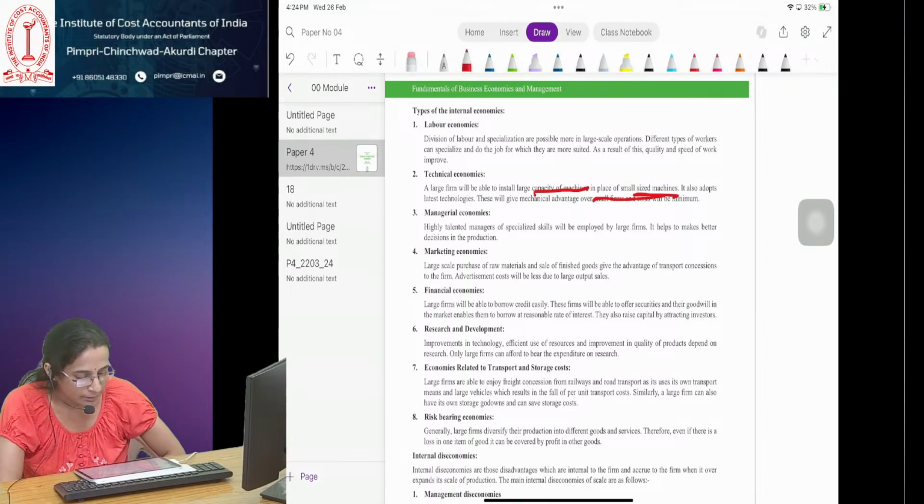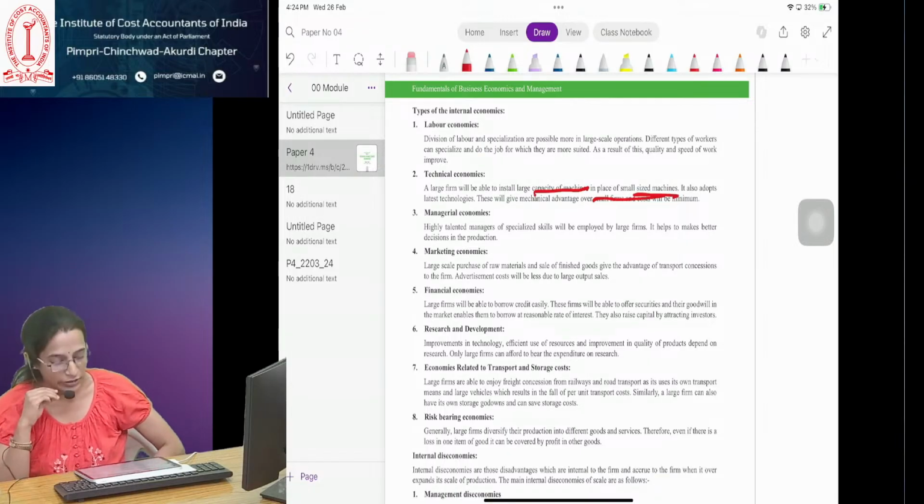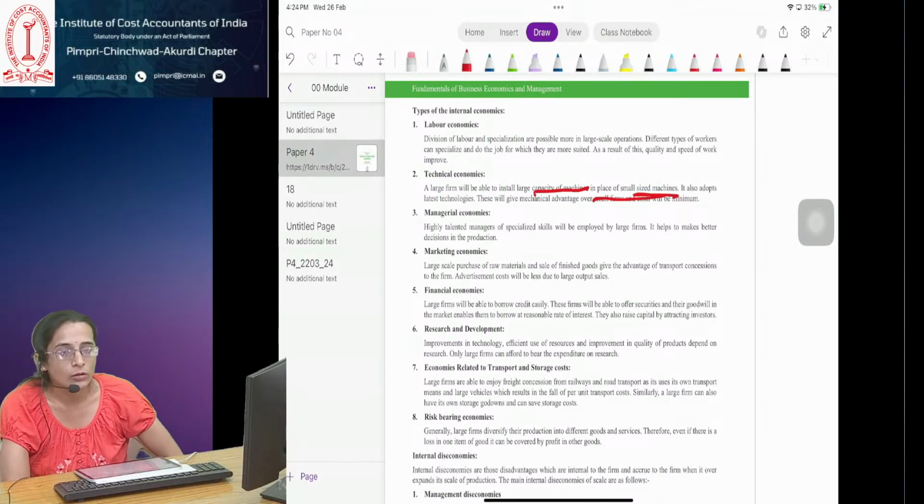Managerial economies. So now what they are seeing, managerial economies. If the organization is producing on a large scale, it will employ very skilled people, very knowledgeable managers to handle the organization and the production and everything, right? Administration. So again, if the managerial people are good, what will happen? In turn, it will benefit the organization. Productivity will increase, efficiency will increase, right?